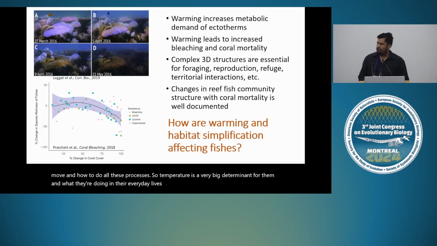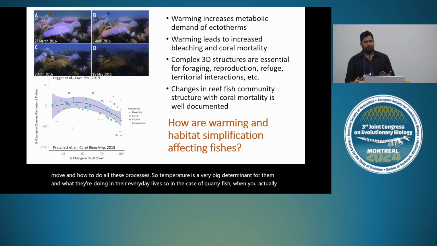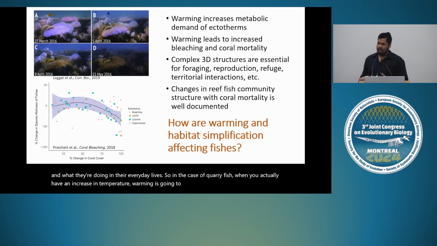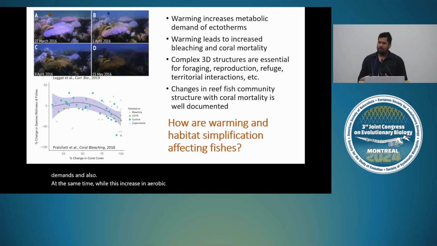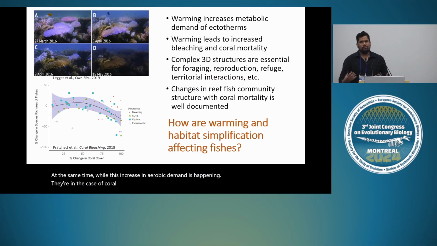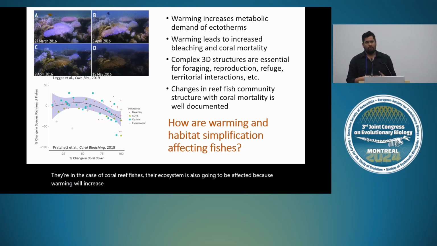So in the case of coral reef fish, when you actually have an increase in temperature, warming is going to lead to a very big increase in aerobic demands. And also, at the same time, while this increase in aerobic demand is happening, in the case of coral reef fishes, their ecosystem is also going to be affected because warming will increase the propensity for bleaching and also the coral reef mortality.